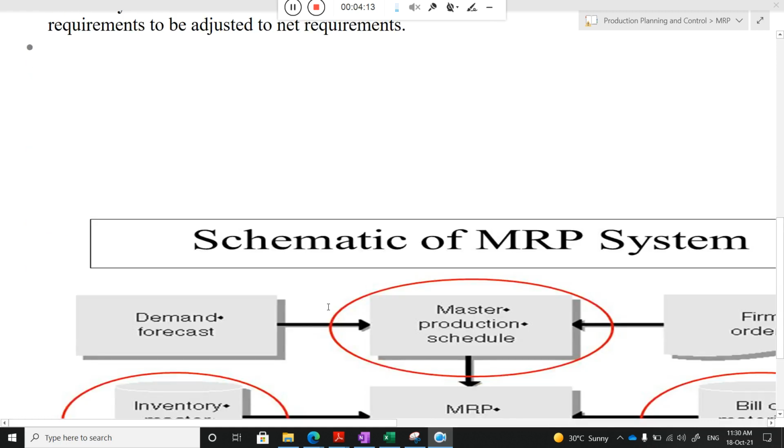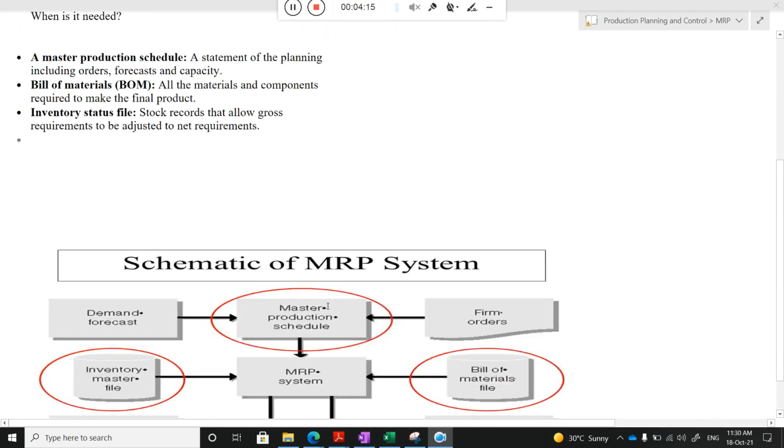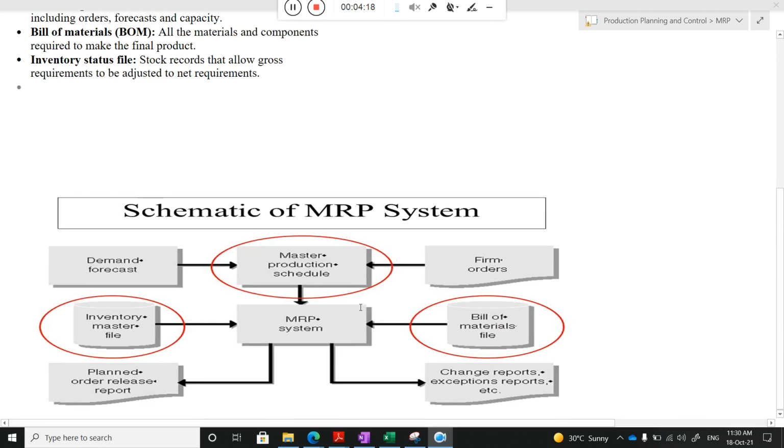Now I will try to explain this particular part, then we will start the numerical. Here you can see how the MRP system, the material requirement planning system, works. When I talk about material requirement planning, there are basically three inputs needed. The first is the inventory master file, how much inventory is available; that is one input to making an MRP. The next one is the bill of material. The bill of material basically tells you what components, what sub assemblies, and how much quantity of each assembly is needed.